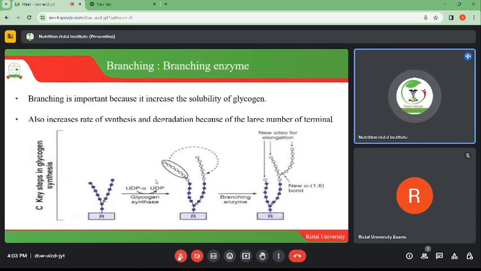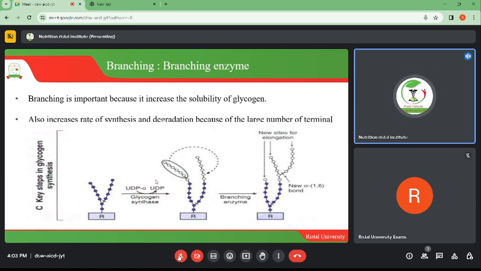Then the next step is the branching. After forming a long chain of 7 to 8 glucose units, the molecule has to be branched. The reason for branching, like I said earlier on, is important in helping the body to easily store this molecule, because the more the branching, the more soluble it becomes. So the more the solubility, the storage becomes so easy in your body. It also becomes more compressed and compact than a very long linear chain of glucose molecules.